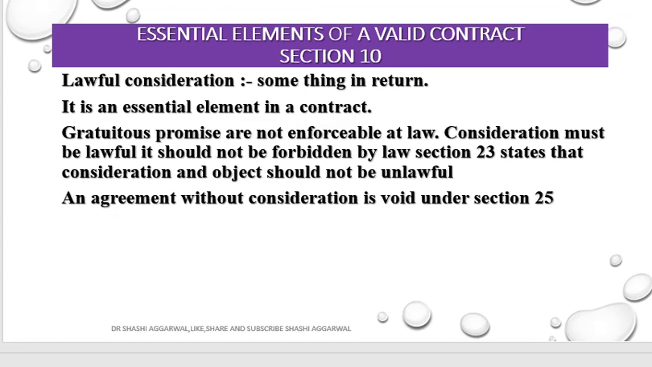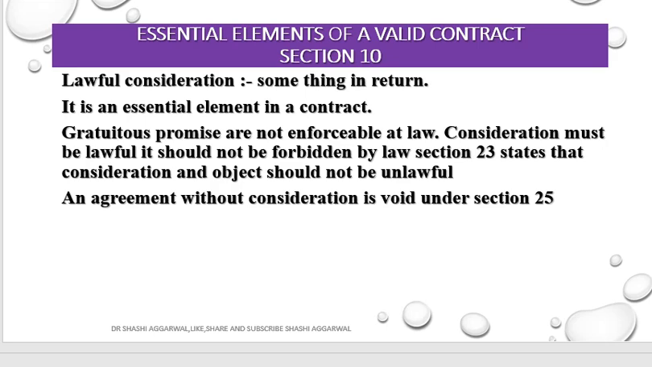Like A painted a picture, he is getting 200 in return. So B is giving 200 and in return he's getting his picture painted. In the agreement, we should get something in return. It is an essential element in a contract and the consideration should be lawful. Gratuitous promises, where the consideration is missing, are not enforceable at law.